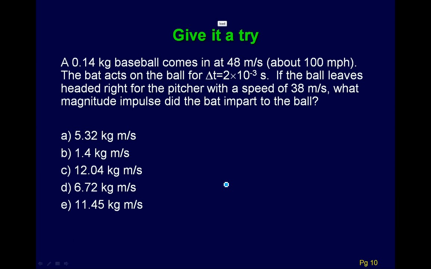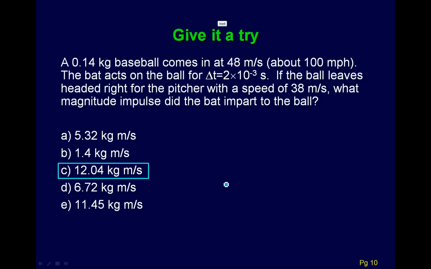So let's look at an example. Here we have an example where there's a baseball coming in at 48 meters per second and it hits a bat, okay? And the bat hits it, it's in contact for a certain time. If the ball leaves headed right for the pitcher with a speed of 38 meters per second, what impulse did the bat impart to the ball? Give this a try, pause the video, and then we'll talk about this in a second.